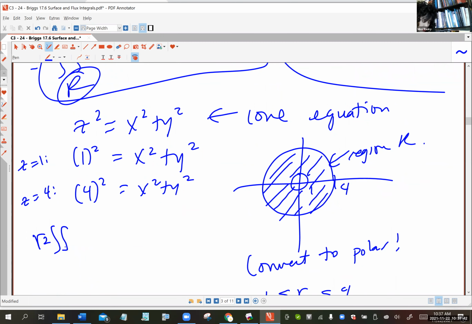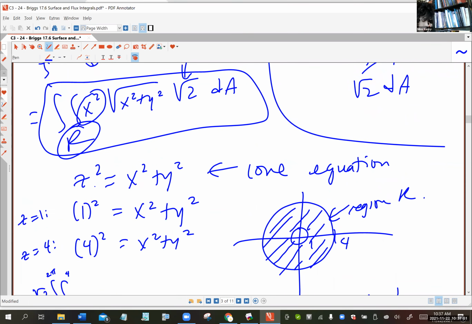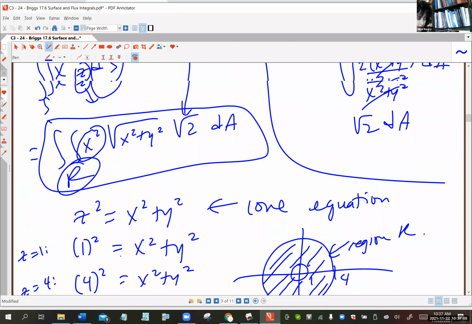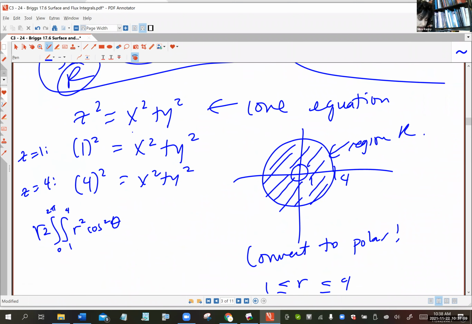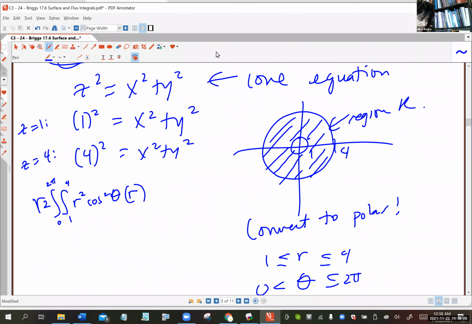So we'll keep the square root of 2 out front. We are having theta go between 0 and 2 pi. r is going from 1 to 4. And now let's start doing some more conversions. x squared converts to r squared cos squared theta. The square root of x squared plus y squared, that converts to just an r. And we already took care of the square root of 2. And then dA, be a pirate, r dr d theta. Oh my God, this is a mess.